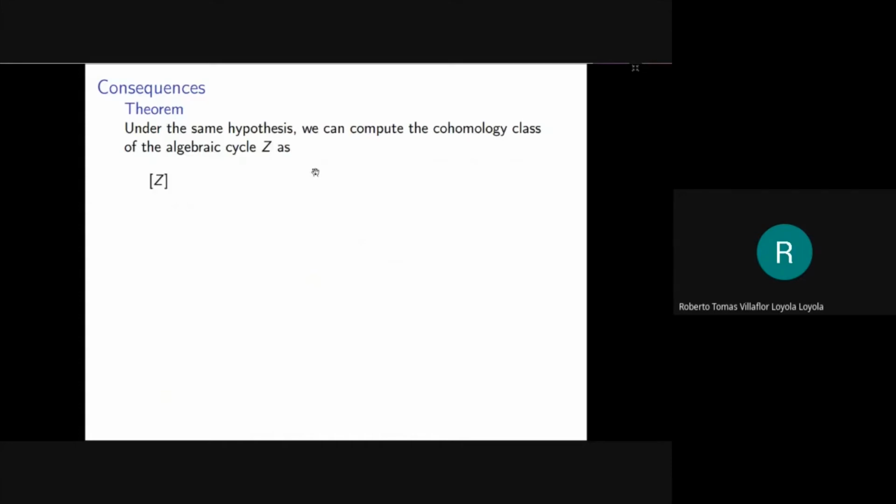Finally, I want to introduce some consequences of this period formula. So the first consequence is that we can, in fact, compute the cohomology class of any complete intersection algebraic cycle C in the following way. So the cohomology class of C will be given by this formula.